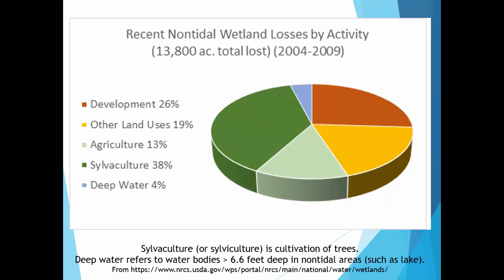This is data for the United States. So this is showing what we're losing wetlands to in the United States, and the green part of the pie is silviculture. That's for cultivation of trees, so a lot of it's being lost and filled in so that we can grow trees in that land. Agriculture is another big piece. Other land uses, I don't like it when they put that category in because what does that mean? And then development, so paving over areas.